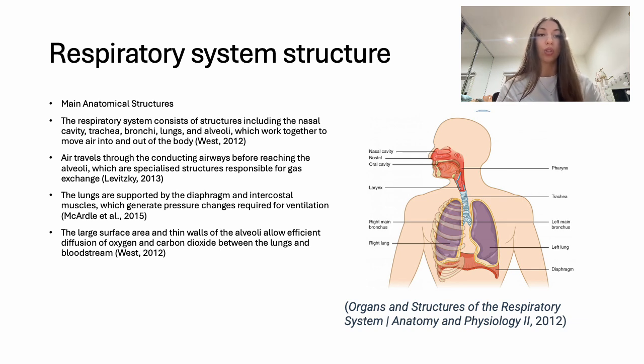of gas exchange. The diaphragm underneath the lungs, along with the intercostal muscles between the ribs, helps create the pressure changes needed for ventilation. The alveoli have very thin walls and a large surface area, which allows oxygen to diffuse into the bloodstream while carbon dioxide diffuses out by exhaling.